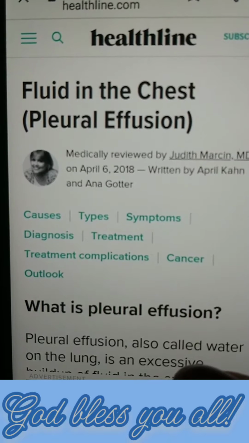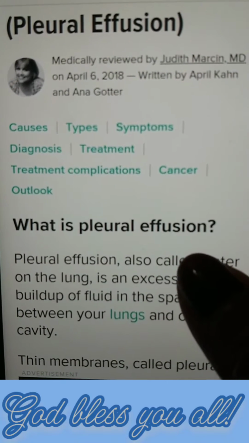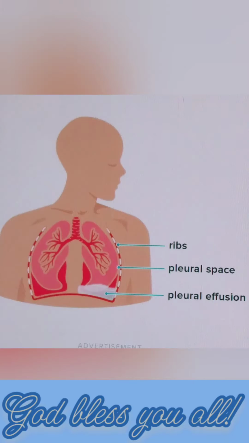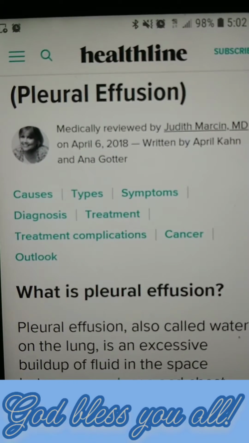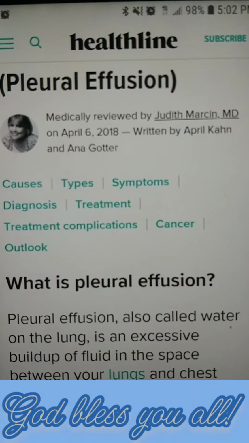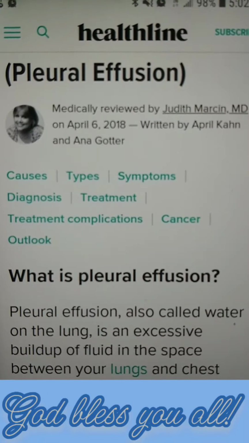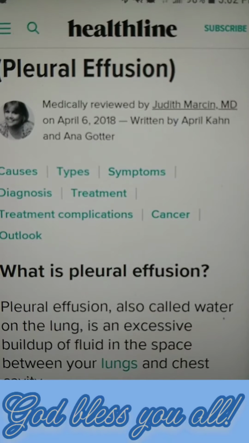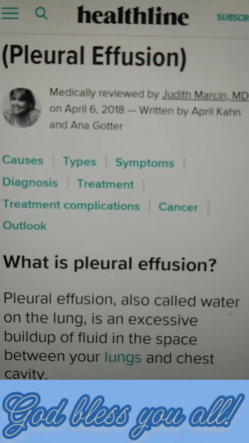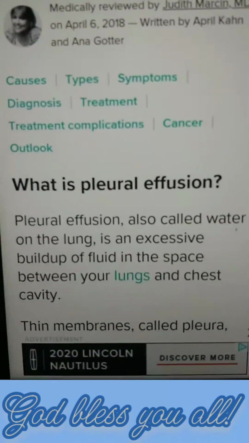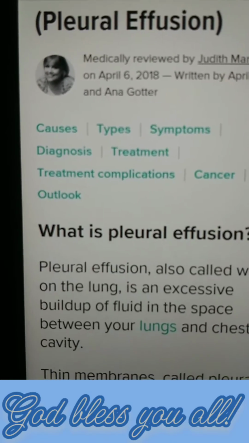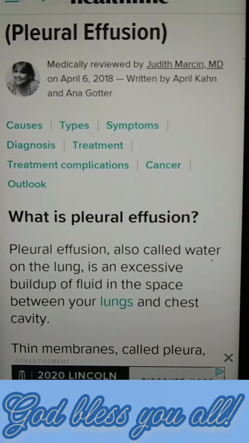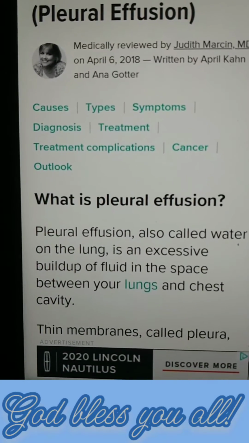Fluid in the chest, pleural effusion. Pleural effusion, medically reviewed by Judith Marcin, MD, on April 6, 2018, written by April Kahn and Anna Gutter. Okay. Causes, types, symptoms, diagnosis, treatment, complications, cancer, outlook. What is pleural effusion? Pleural effusion, also called water on the lungs.